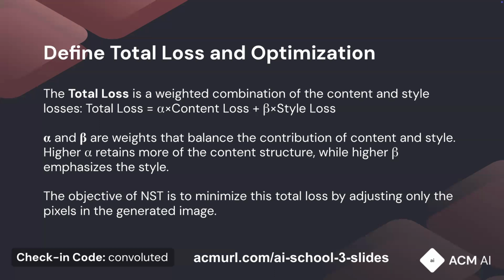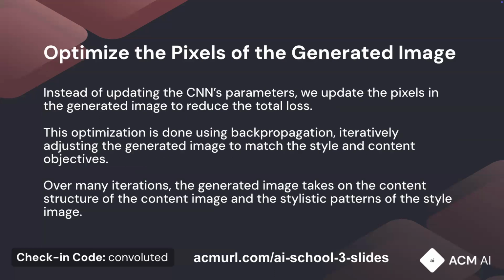So the objective is to minimize the total loss by adjusting only the pixels in the generated image. Like I said, instead of changing the model, we're running our generated image through it, and we're changing the generated image. So instead of the model, we're changing the image itself based on the model. We change individual pixels. And this is the final step, we optimize. Again, instead of updating the CNN's parameters, we update the pixels in the generated image to reduce the total loss.